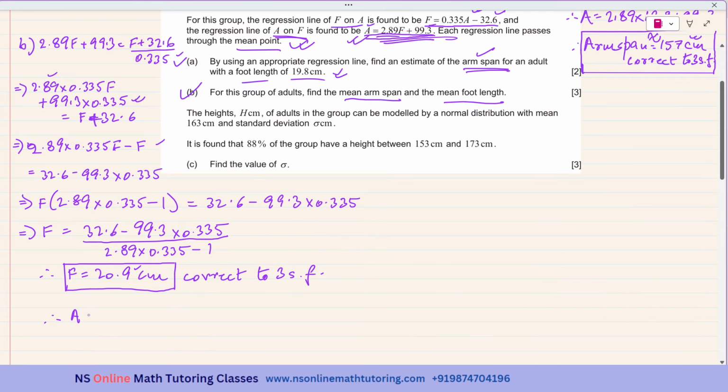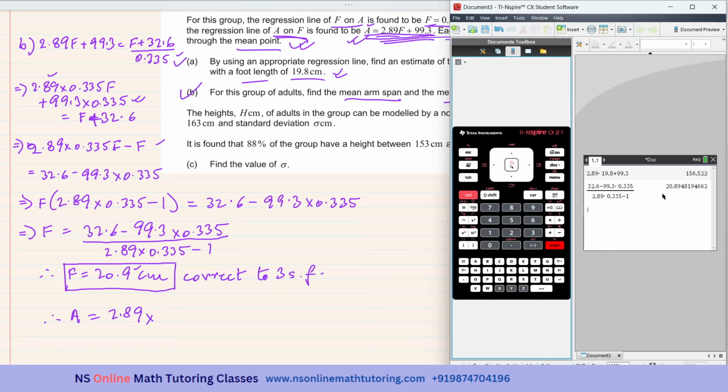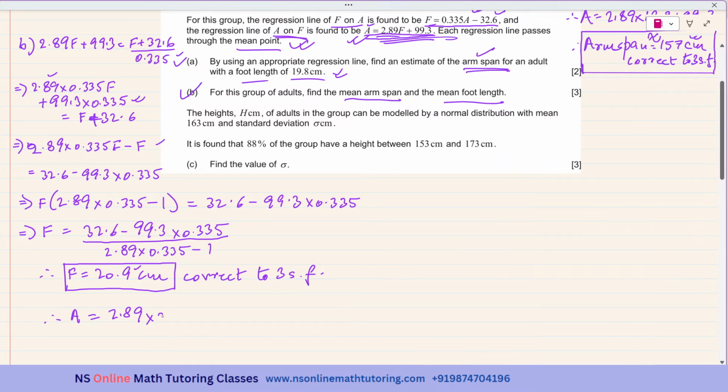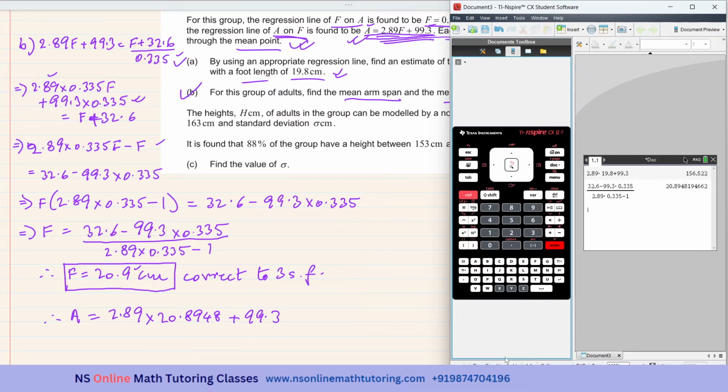A is equal to 2.89 times, it is 20.8948, I am taking 8948, 20.8948 plus 99.3. So this should be equal to, in the calculation I will be taking the entire answer.